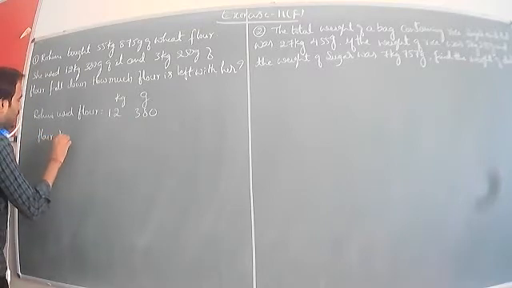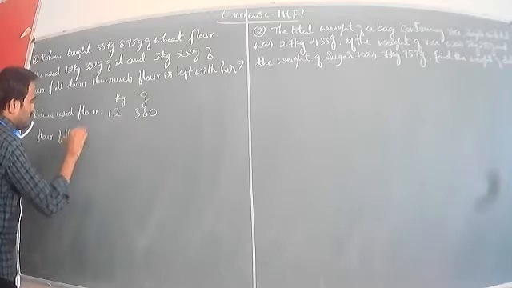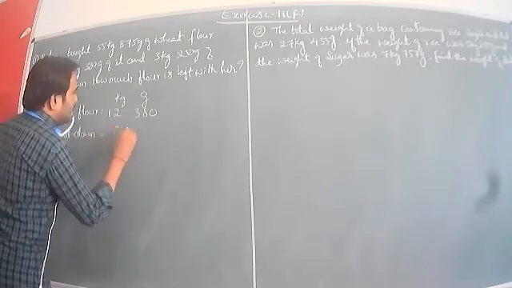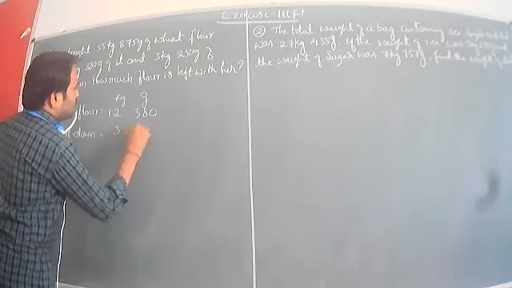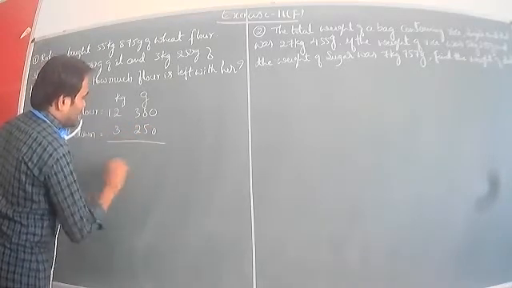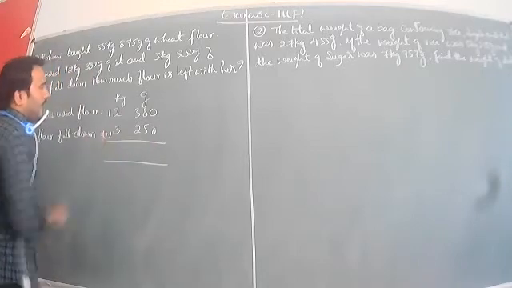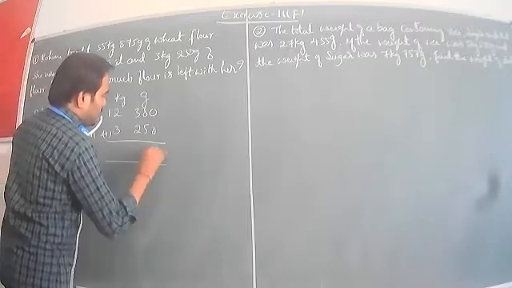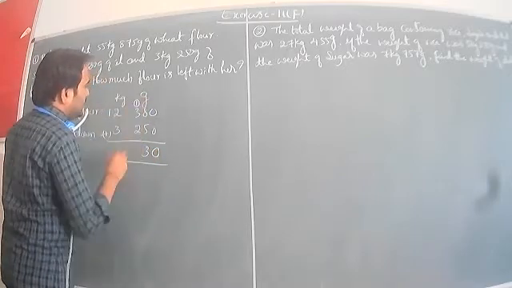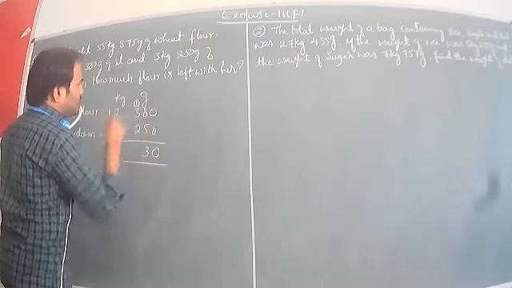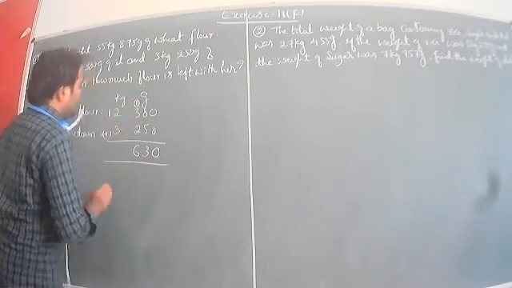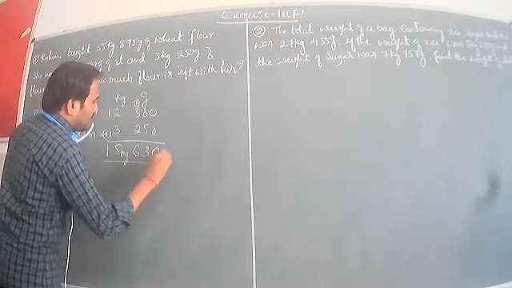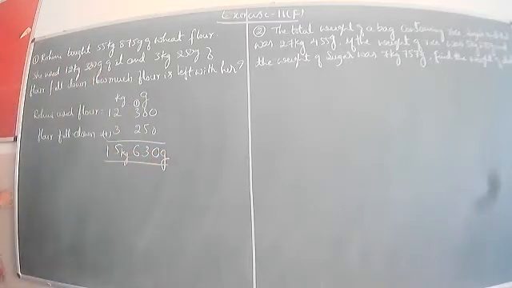How much flour fell down? 3 kg 250 grams fell down. First we add. So this is the total wheat flour she has used. 0 plus 0 is 0, 8 plus 5 is 13, carry 1, 3 plus 1 is 4, 4 plus 2 is 6, 6 plus 5 is 11, carry 1, so 15 kg 630 grams she has used.